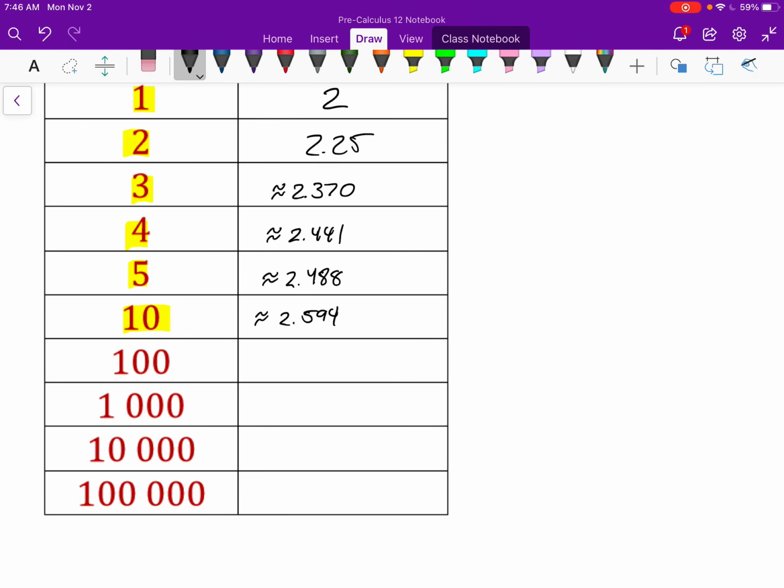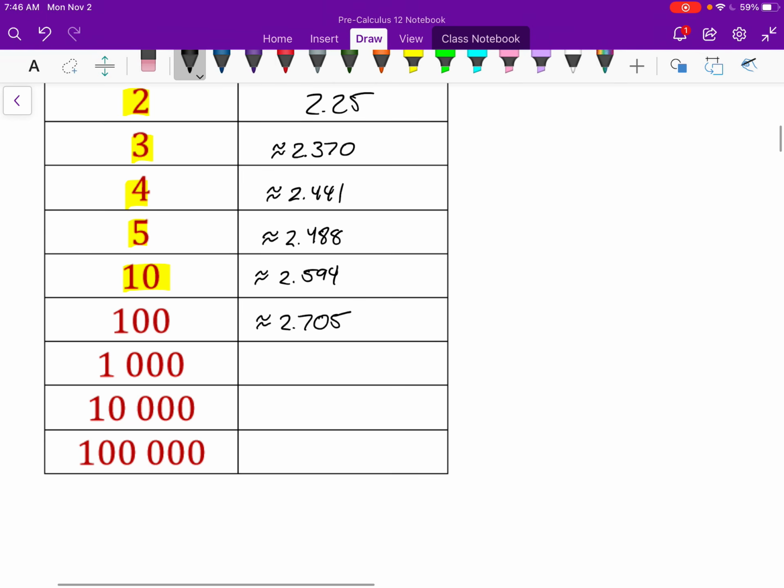Let's jump from 10 to 100. We call these going up by orders of magnitude, multiplying by 10 each time. So when x is 100, we get 2.705. Still 2 point something every time. When x is 1,000, we get about 2.717. When x is 10,000, we get about 2.718. When x is 100,000, we get about 2.718.